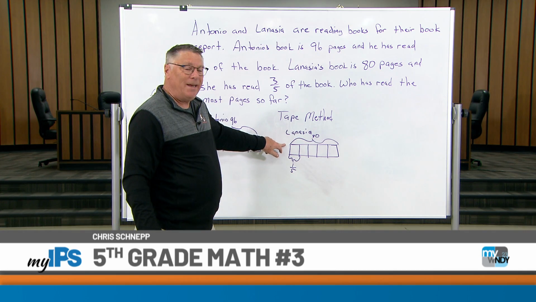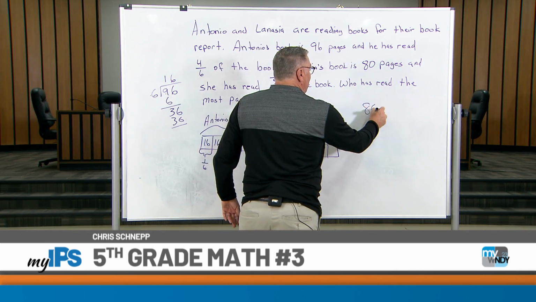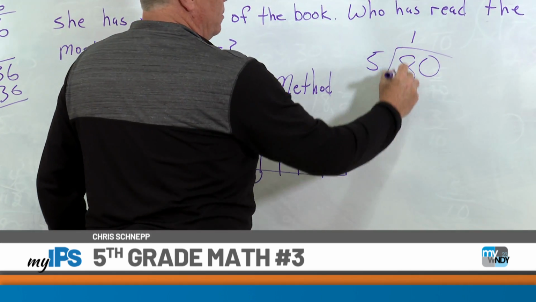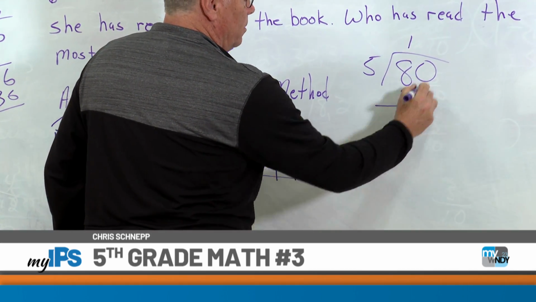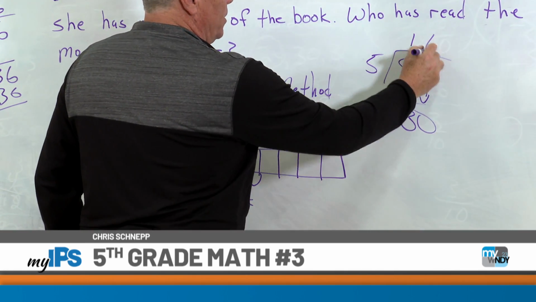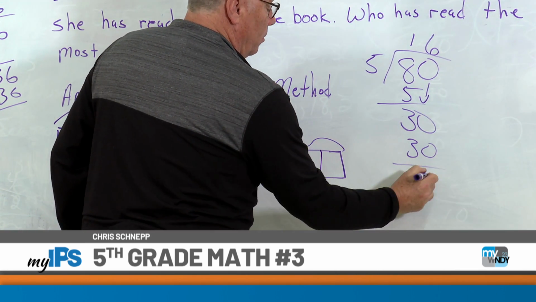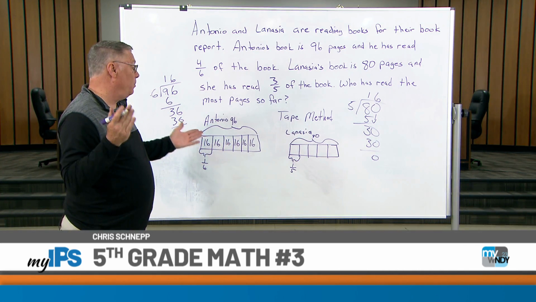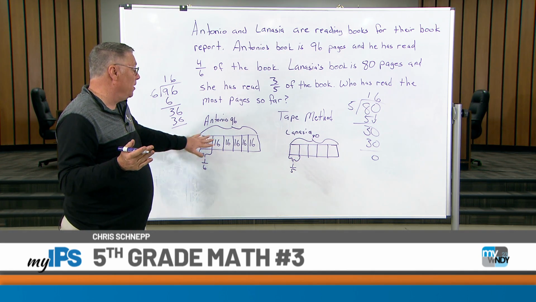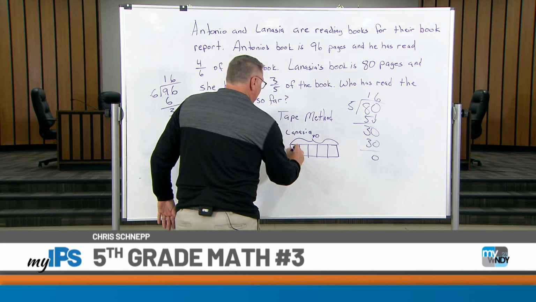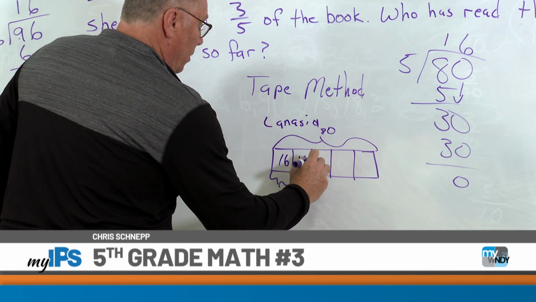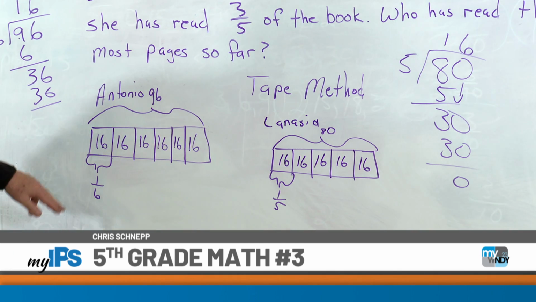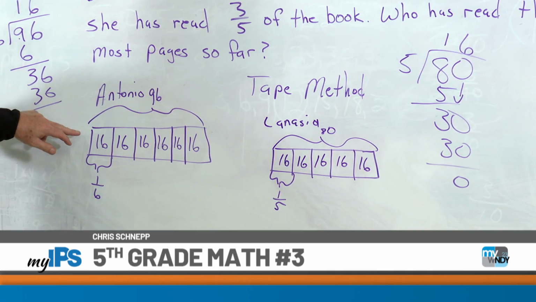Now we're going to come over to Lenasia's and do the same thing. 80 pages, and we're going to divide by 5 this time because it's in 5ths. This will be really simple to figure out who read the most, because both of their fractions end up being the same amount. A 1/5 of 80 is 16. 1/6 of 96 is 16.